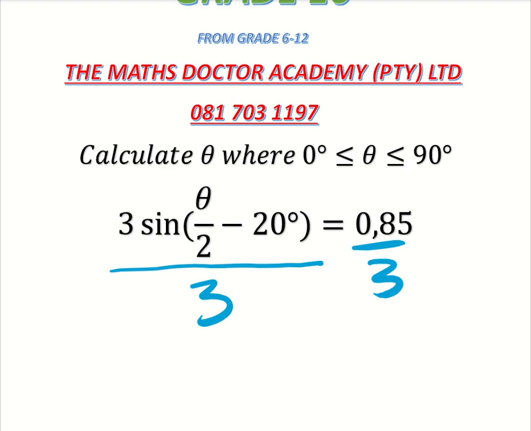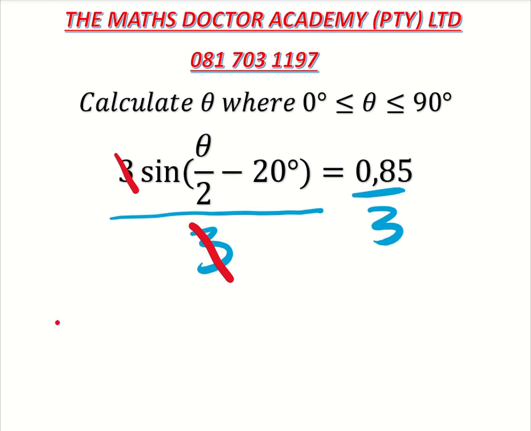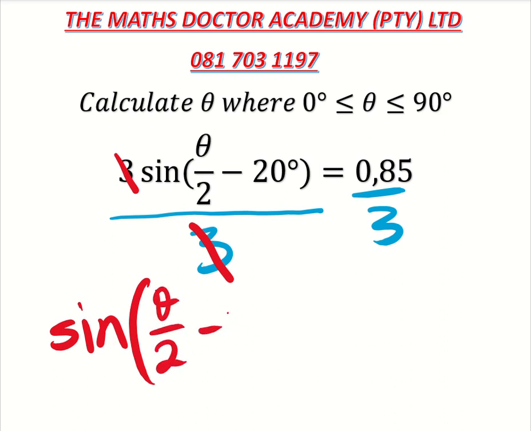If 3 represents multiplication the way it's situated, then to remove it, we have to use the inverse of multiplication, which is division. So we can just divide by 3 on both sides, like that. What is going to happen is that the two threes, the one on top and the one at the bottom, are going to cancel each other out, okay? So when they cancel each other out, that's how we remove the 3. So we are now just left with sine of theta over 2, then minus 20 degrees on the left hand side. Then on the other side, 0,85 over 3.